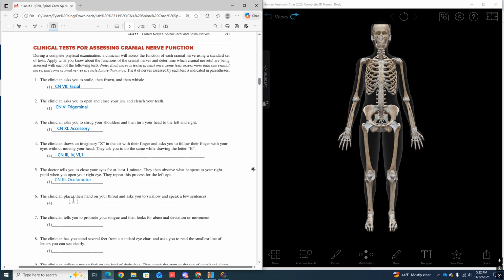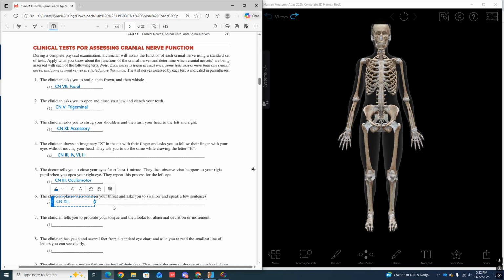Number 4, clinician places their hand on your throat and asks you to swallow and speak a few sentences. So multiple ones here again. Automatically, if you're speaking sentences, you're moving your tongue. So let's just cross off hypoglossal right away. You're speaking sentences, you're using your tongue. That's the first one there.